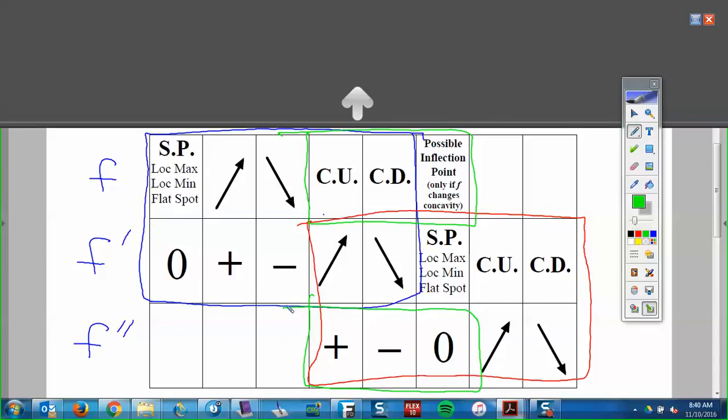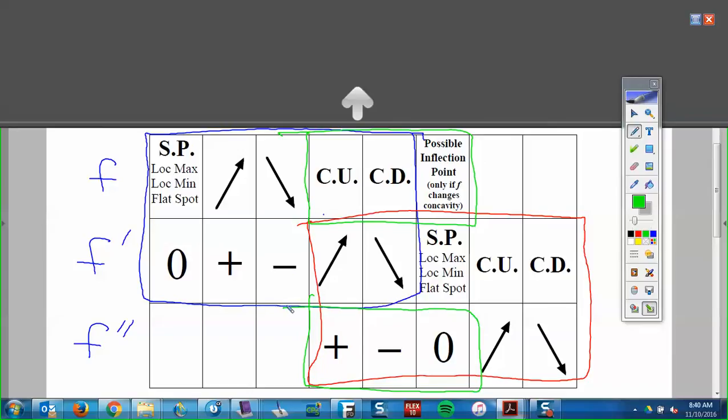So right here, the slope is 0. Right here, the slope is 0. Right here, the slope is 0. A stationary point could be a local max, a local min, or a flat spot. A flat spot's a stationary point, but a stationary point's not necessarily a flat spot, because it could be a local max or a local min. A stationary point is when the derivative is 0. That's what it is. Okay, so back to this.